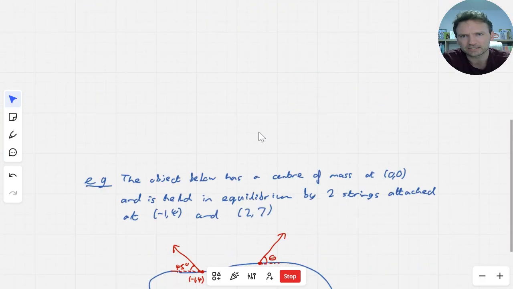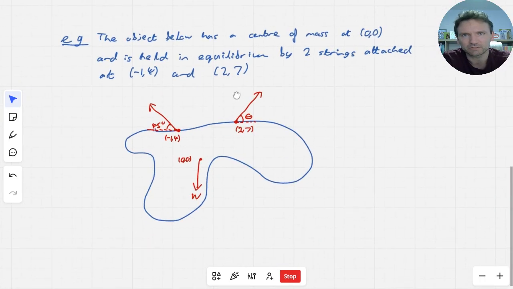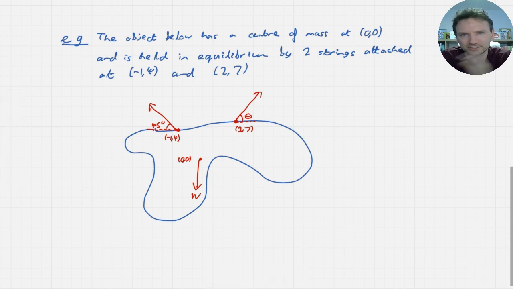So I want to look at one example using this now. The example I'm going to look at here is I've got some weird shape here, just kind of a blob. I'm going to tell you the center of mass of this blob is at 0, 0, so I'm just calling the origin that center of mass of the blob.